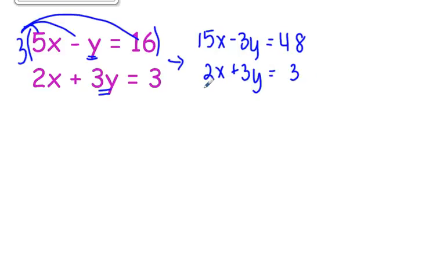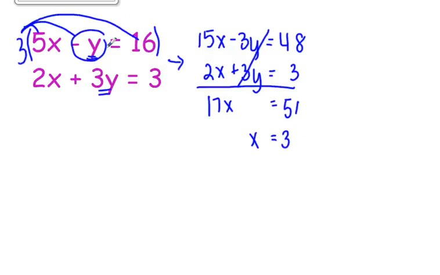And now when I go to combine like terms together, 15x plus 2x is going to give me 17x. Negative 3y plus 3y is going to cancel out and eliminate my y's, which was what I was hoping to do. And then 48 plus 3 is equal to 51. So now I can solve this equation, divide both sides by 17, and I'm going to get x is equal to 3. So I was able to eliminate my y variable in both equations and get a solution for x.